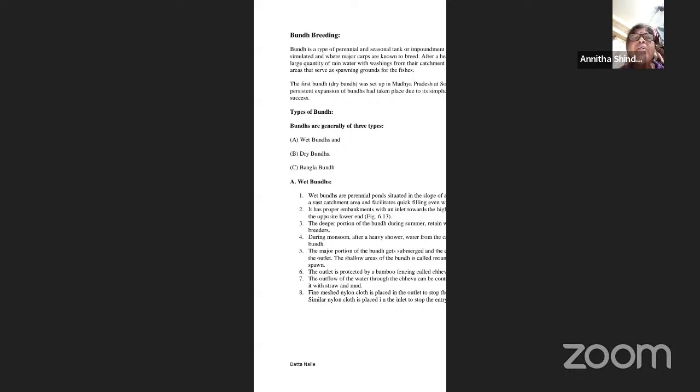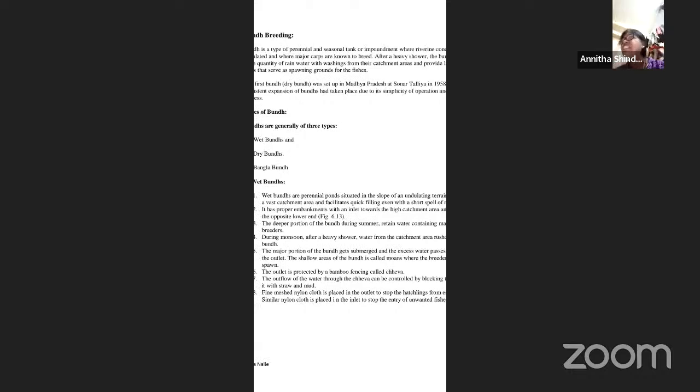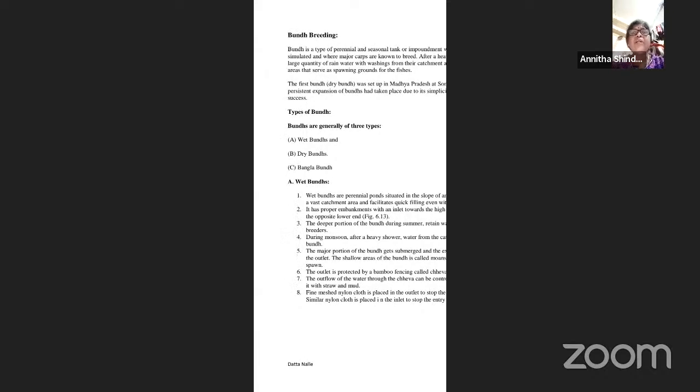Basically, these bunds are built near the rivers. During the rainy season, a large amount of water is collected in the rivers. After the heavy rain, the bunds which are constructed near the rivers receive a large quantity of rainwater, so that it provides a shallow area that serves as a spawning ground for the fishes. Now the first bund, called a dry bund, was set up in Madhya Pradesh.